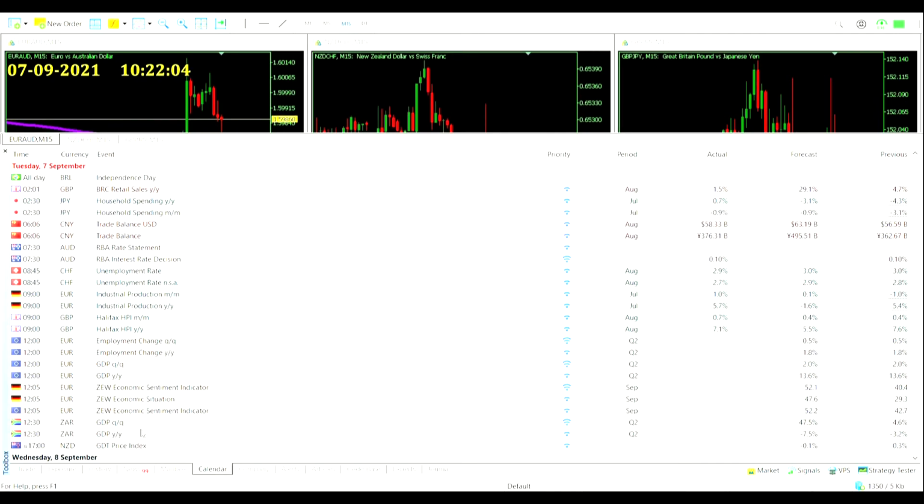Those are all the ones that are going to affect us. There's nothing North American on at all today. 12:30, we've got South African GDP quarterly and yearly. That's the Rand. And then lastly, 5 o'clock in New Zealand, it is the measure of the price of dairy products over there by the Global Dairy Trade. So just one major time slot for us to watch out for, 12 and 12:05 in that area there.